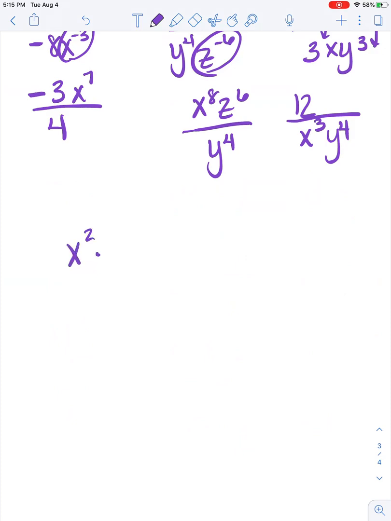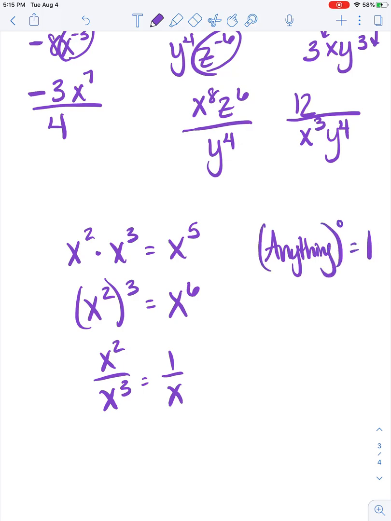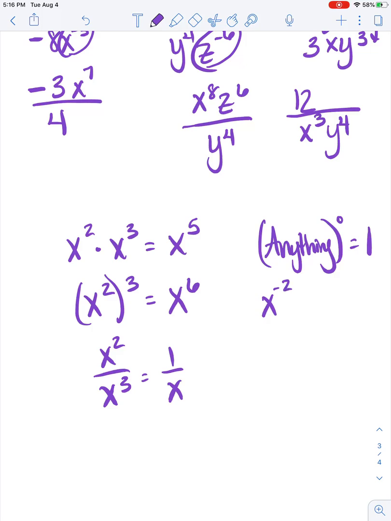If you multiply, you add your powers. If you have a power to a power, you multiply. If you divide, you subtract. Anything to the 0 power is 1. And if it's a negative exponent, you move it, and it becomes positive.